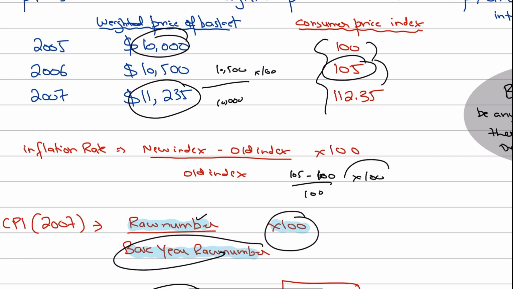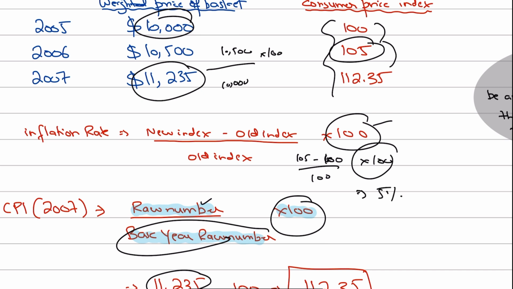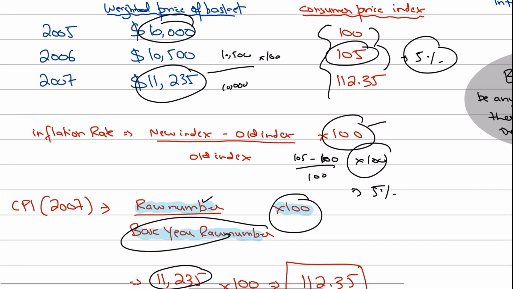Here, when you're multiplying by 100, you're actually calculating the percentage change, right? So the answer would be 5%, which means that in 2006, the price level went up by 5%. And by the way, if you also calculate this percentage change, it would be 5%. But like I said, we don't need to do that because we have converted these numbers into an index.